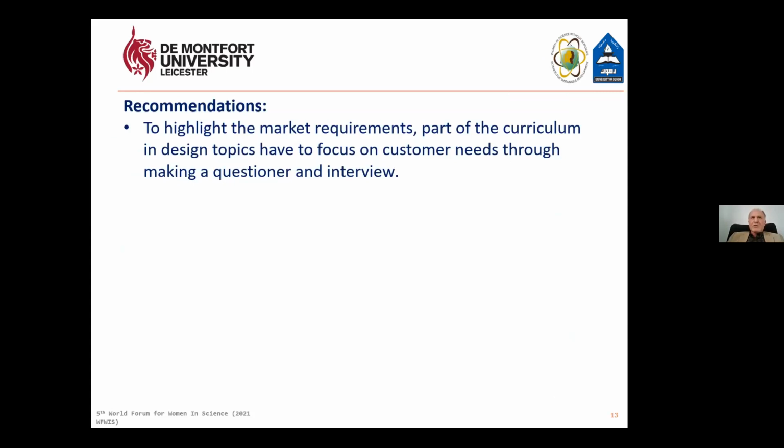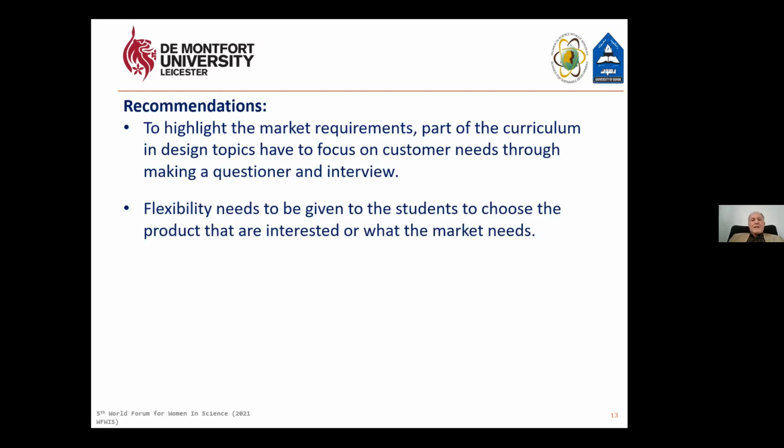We need to send our students to the market to interview people. What do they need? Which product do they need? During their studies, they will benefit from that. And after graduation, they might have a chance to build their business based on what they have learned from designing. Flexibility needs to be given to the students to choose their product. Some students have their own hobbies and interests, so let them do that instead of fixing their choices to specific products.